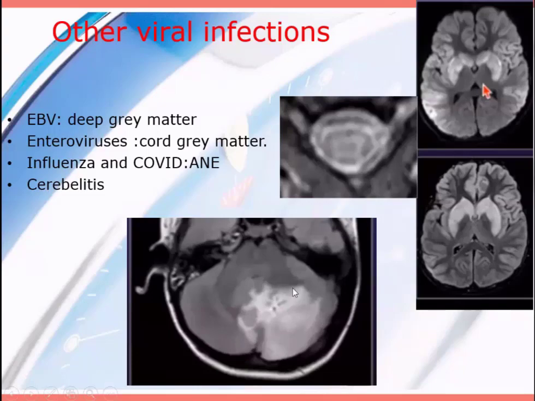If this is infection, and this is the acute phase, it will change and heal by gliosis. But if it is a tumor, it will remain the same or increase in size. So here you can do the follow-up, and also you can do MR spectroscopy. If there is a marked increase in the choline, it may be a tumor, and if choline is mildly elevated, it is more likely infection.